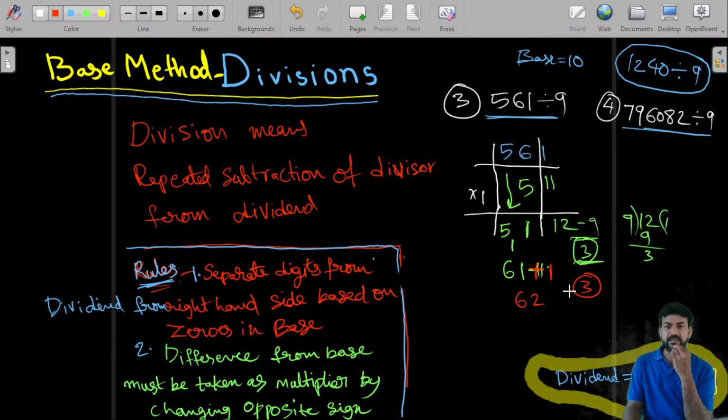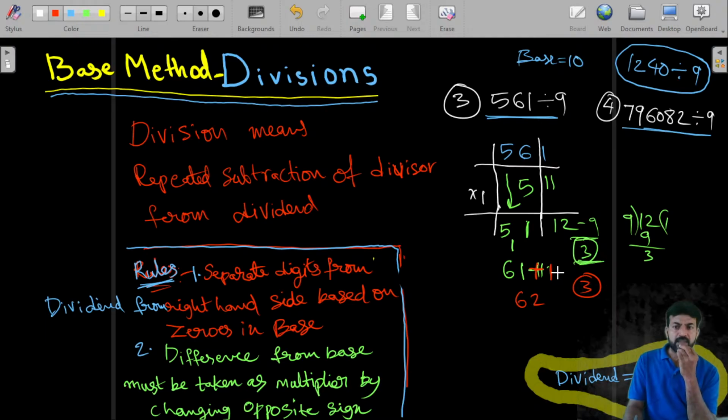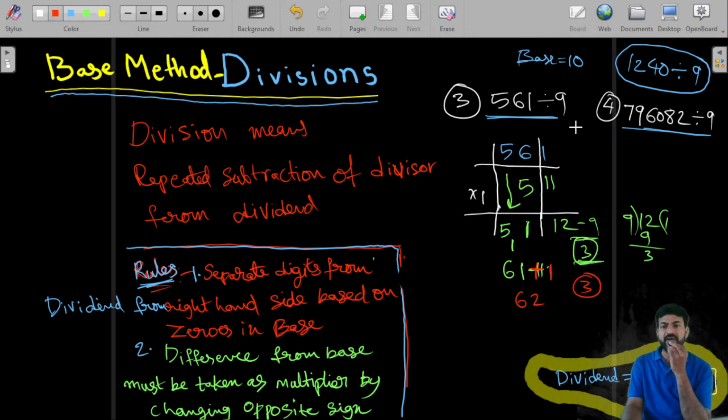Is that clear? This is a different one. When you find a remainder more than the divisor, you have to subtract as many divisors as possible from that remainder.